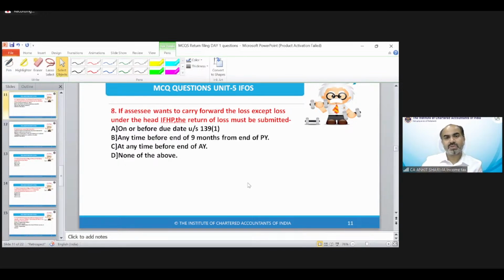If assessee wants to carry forward the loss, except loss under the head income from house property, the return of loss must be submitted. What should be the correct answer? On or before due date under section 139(1), any time before end of 9 months from the end of the previous year, at any time before end of assessment year, or none of the above.